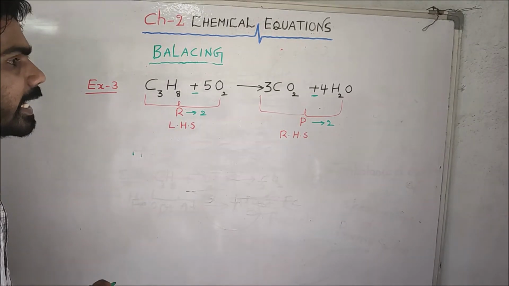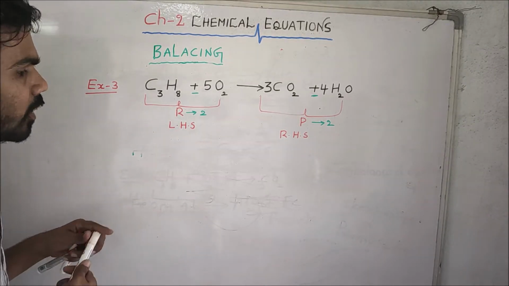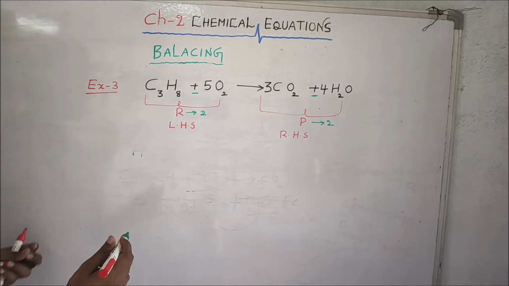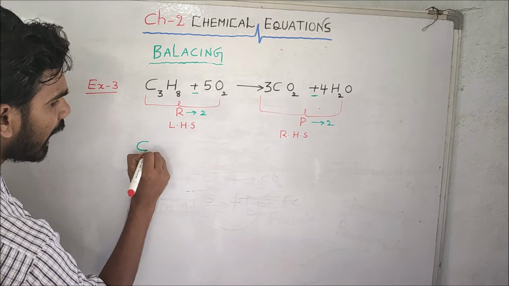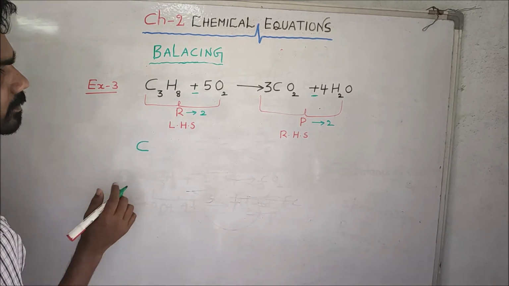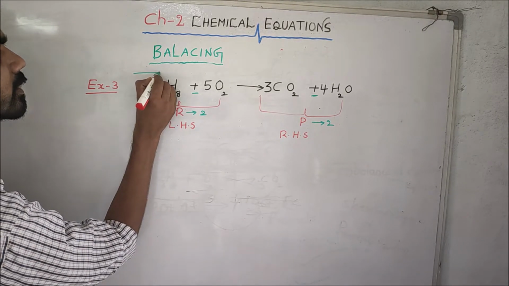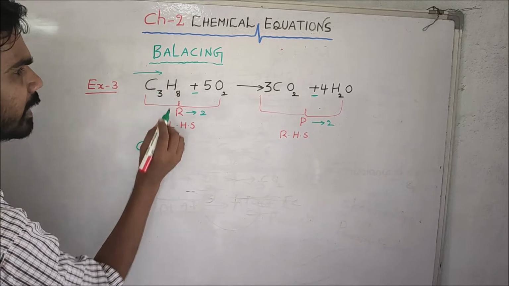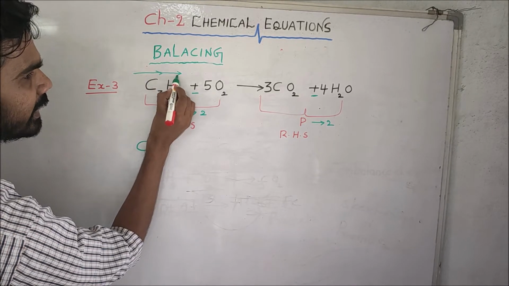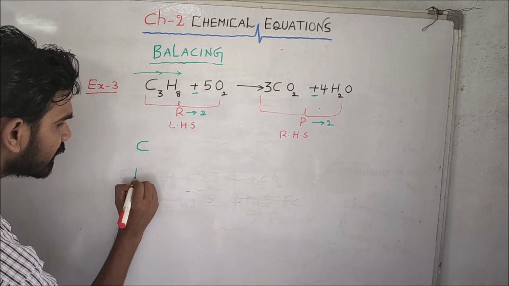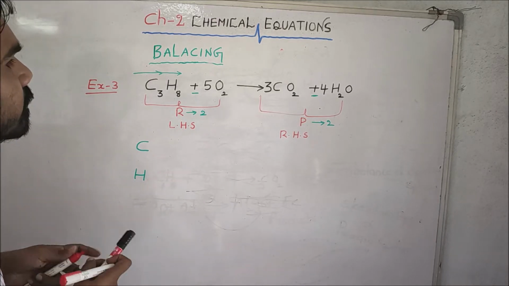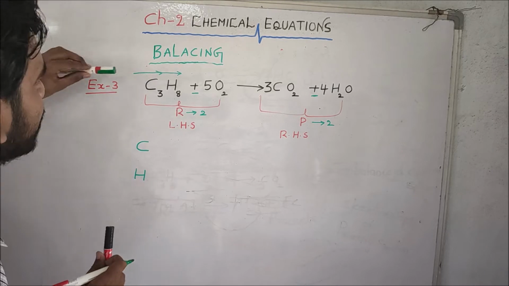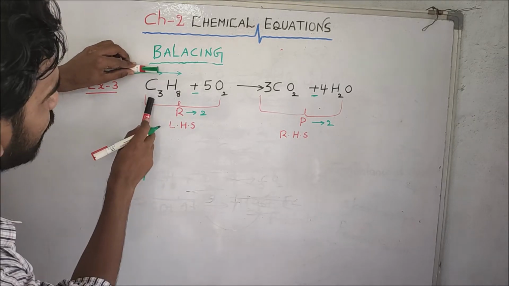Now you see, in this chemical reaction, what atoms are there? Carbon. Start from here. Stop. What is there? Carbon. Now again start the journey. Stop here. What is there? Hydrogen. Always go from the left hand side. Carbon.